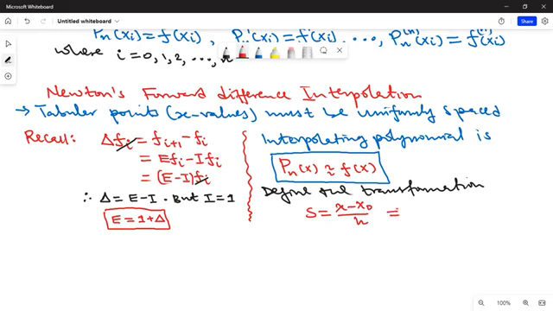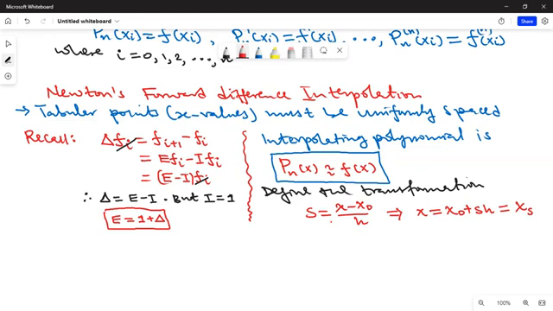From here, if I make x the subject, x is x naught plus hs, or simply sh. Let me write s times h, which is the same as writing x subscript s. So when we substitute that into the interpolating polynomial, that is Pn of x, what are we going to get?